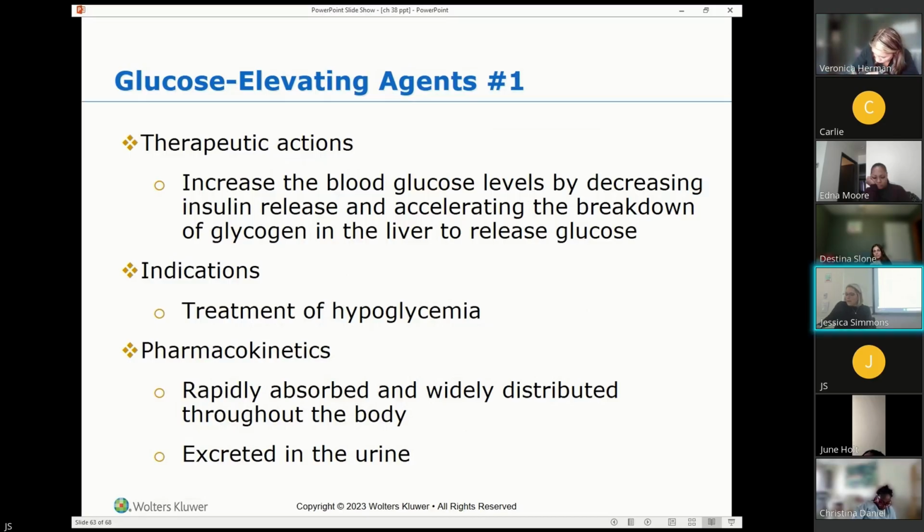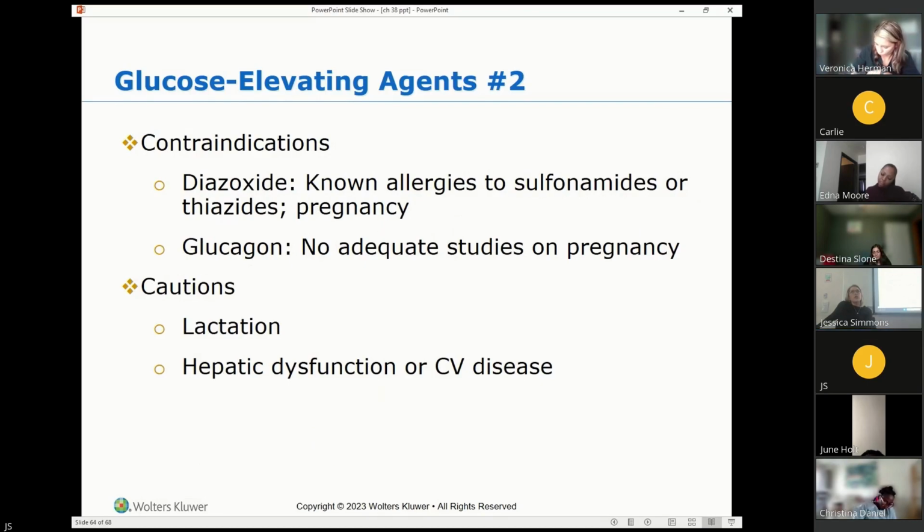Glucose elevating agents. These are drugs that increase blood glucose levels by decreasing insulin release and accelerating the breakdown of glycogen in the liver to release glucose. This is for the treatment of hypoglycemia. They are rapidly absorbed. Contraindications include known allergies to sulfonamides or thiazides in pregnancy. Glucagon, there are no adequate studies on pregnancy. Cautions in lactation, hepatic dysfunction, or cardiovascular disease.